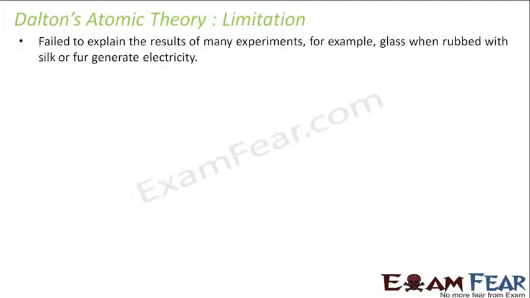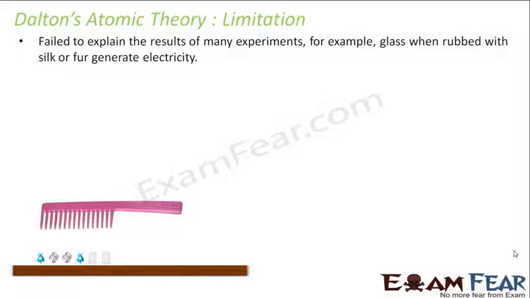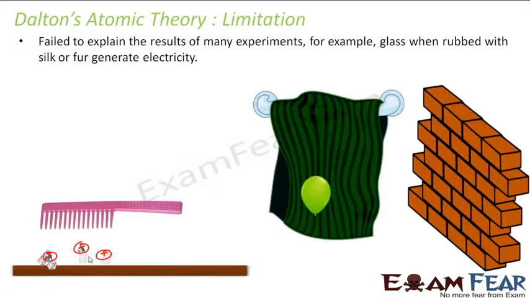What was the issue? People found that when you take, for example, a comb, and then you rub this with something, it gets attracted. That means some charge comes here, right? Some charge comes here when you rub. Also, if you take a balloon and rub like this, then it gets charged. It gets some positive charge.